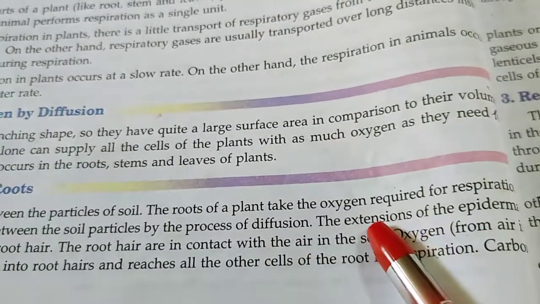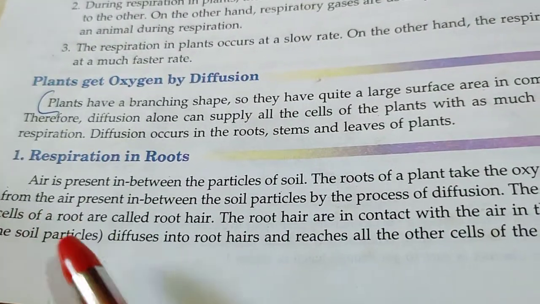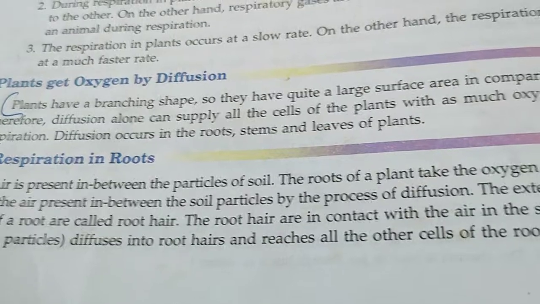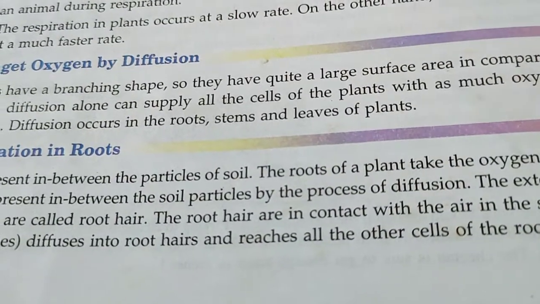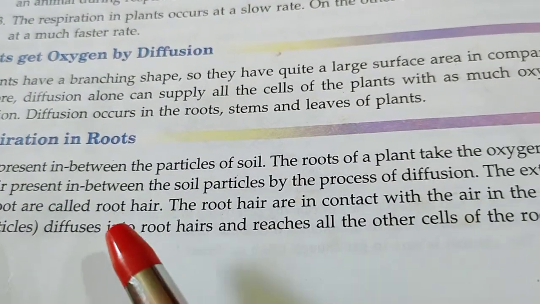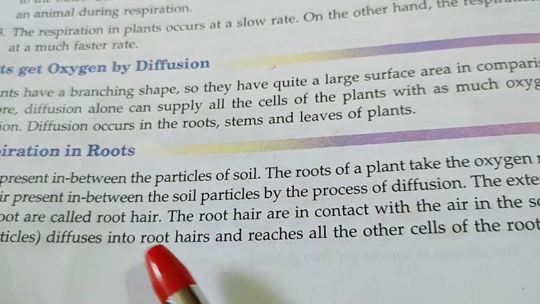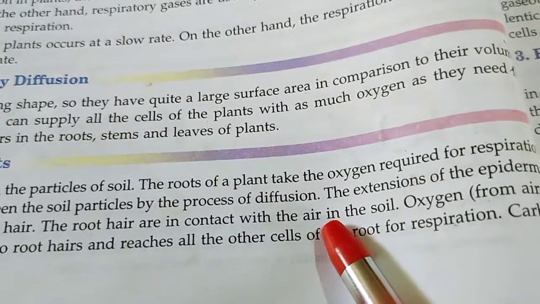The extensions of the epidermis of the root are called the root hairs. In the previous class 9, we have read about epidermal cells of root. So root hairs are the extension of epidermal cells. These root hairs are in contact with the air in the soil. Let us see in the diagram.